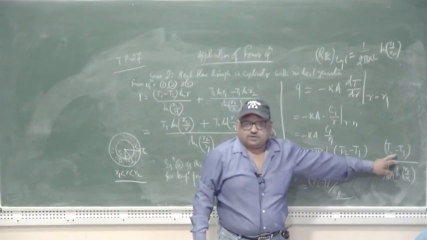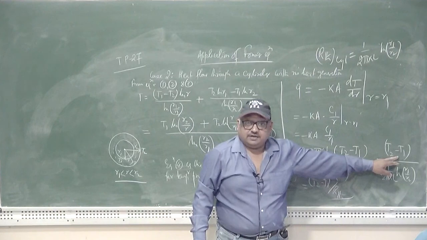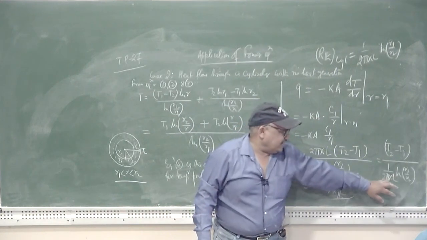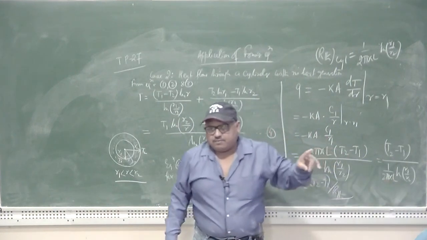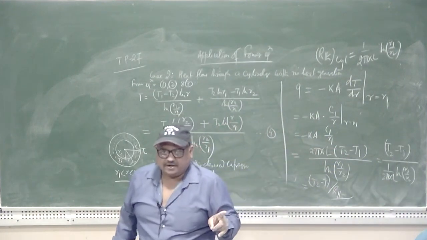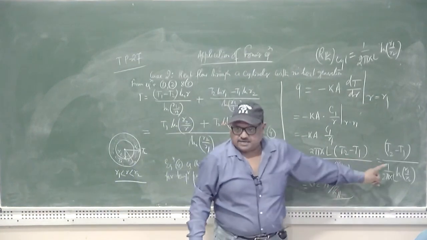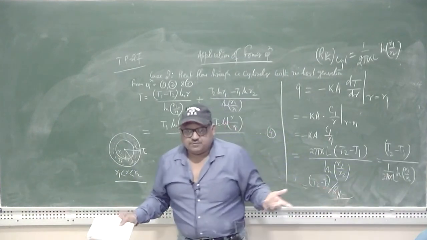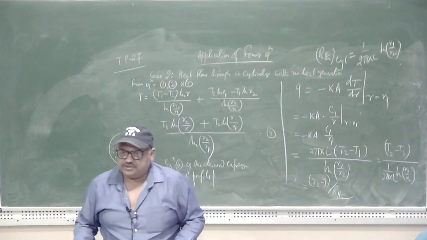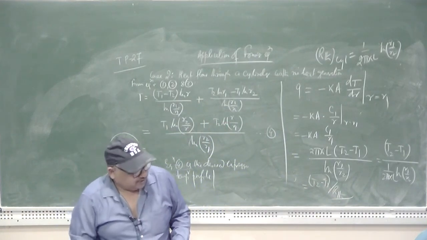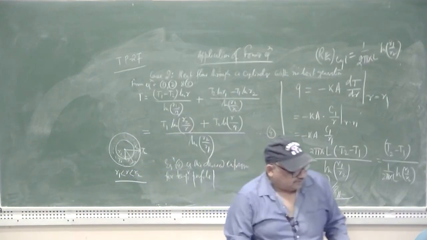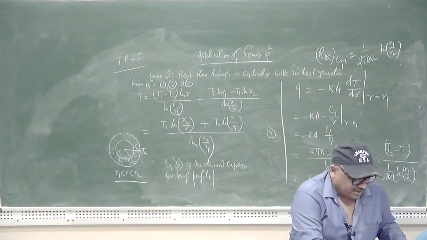Here it needs to be emphasized that Q is again a positive quantity. T2 is lesser than T1, so T2 minus T1 is a negative quantity, and in 1 by 2 pi KL ln R1 by R2, R1 by R2 is less than 1, so that logarithm will be negative in nature. So these two negatives will create again a positive quantity, so the heat flux in this case is again a positive quantity. This completes the cylindrical system as well.